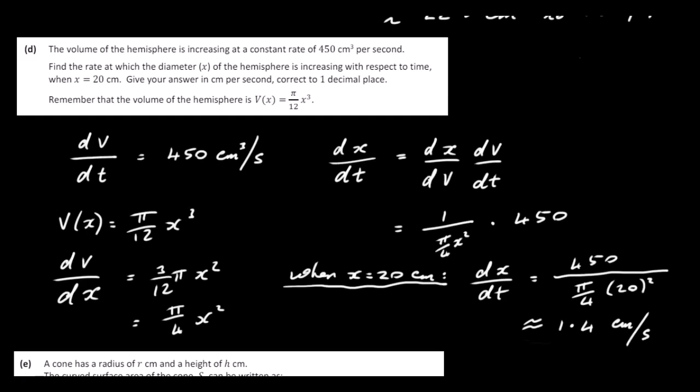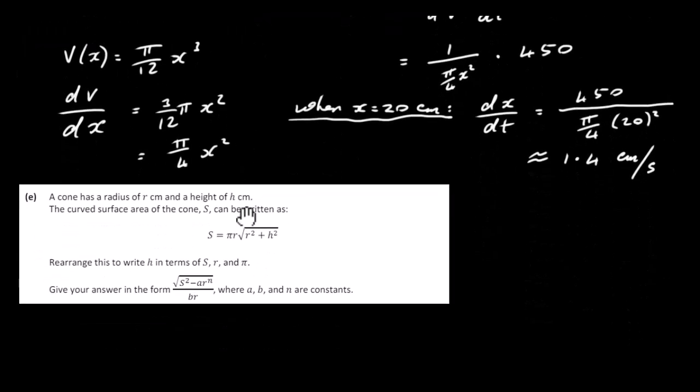x is the rate at which the diameter changes, so x is a diameter, it's a distance, so it's in centimeters per second, 1.4 centimeters per second. Okay, so that's that one done. Let's have a look at the next part, part E.